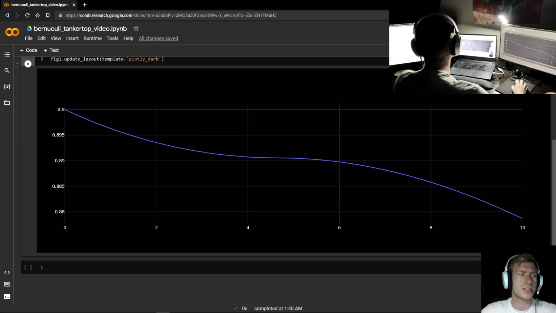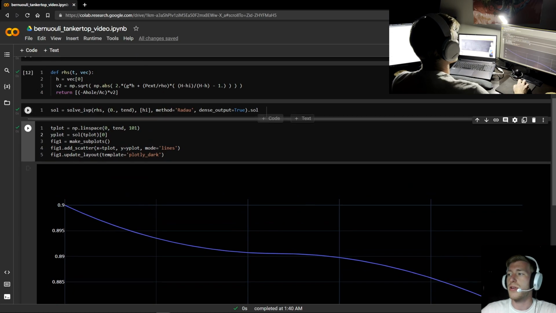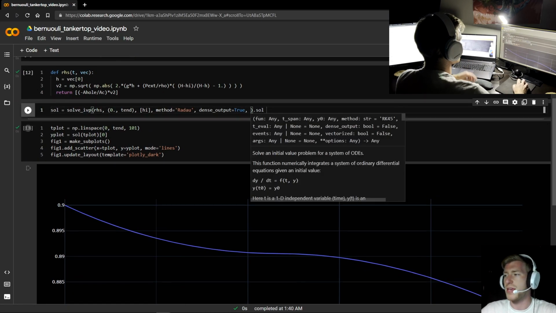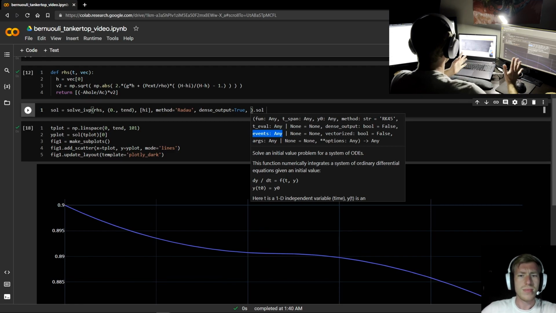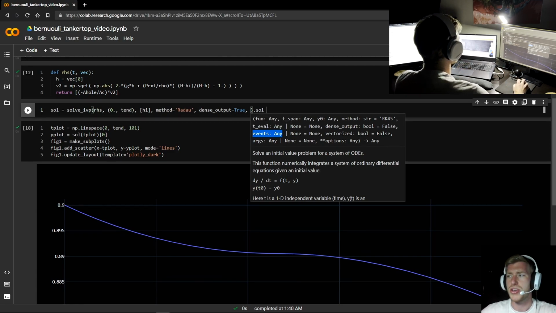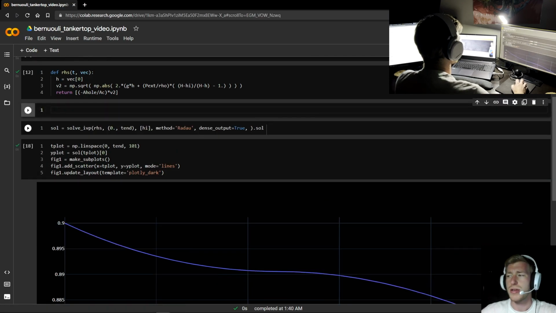But we actually know why, and it's part of what we're required to do for this homework assignment, which is to use the T event system. If you look here, put a comma space, you see there's something called events. What this does is it provides a way to prematurely stop the solve IVP function from running if certain conditions are met. The default event, I guess you could say, is that when you reach T end, stop. That's a pretty obvious default condition. What we're going to do is make our own condition that will tell it when to stop.